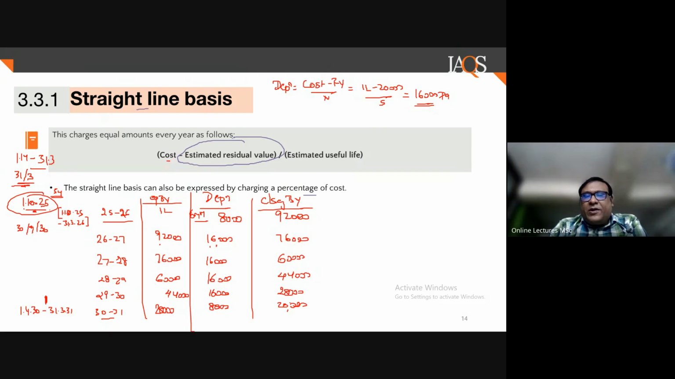The current example you see on the screen is if you bought the asset on 1/10/25. Our year is 1st April to 31st March, and you bought it on 1/10. So in the year 25/26, you had the asset only for 6 months.